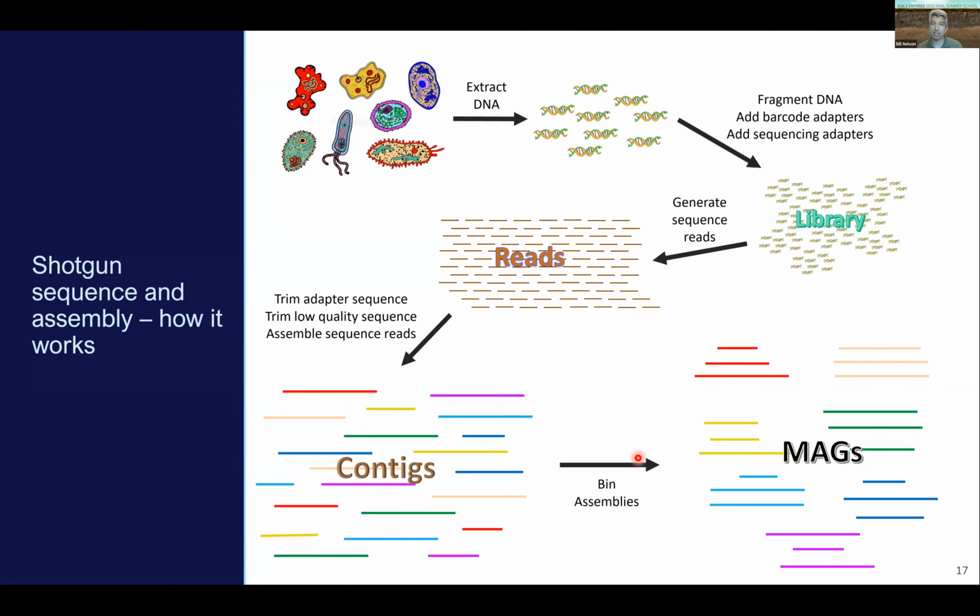This slide is a little misleading, showing all of the contigs segregating very nicely into their individual organismal metagenome assembled genomes. This never happens. It's never this clean. But that's what binning is: segregating your contigs into organism specific sequences to try and recapitulate your original genome.